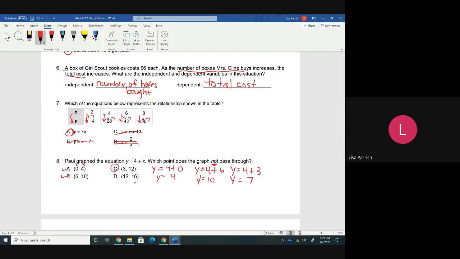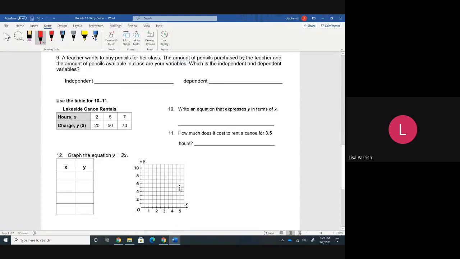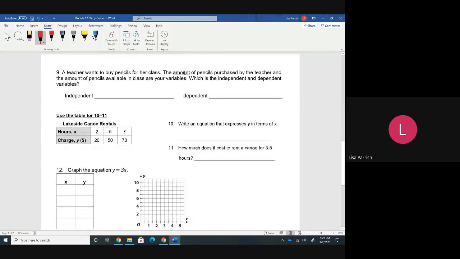And you could test the last one, plug 12 in for x. 4 plus 12 is 16. So that one would be correct too. So you want to choose C. This would be the one point that the graph would not pass through because we got 7 over here when we worked it out, and that has 12. So that does not work. Okay, go to the next slide.